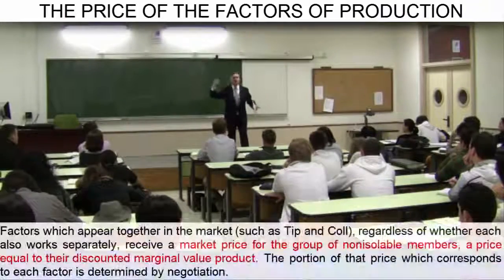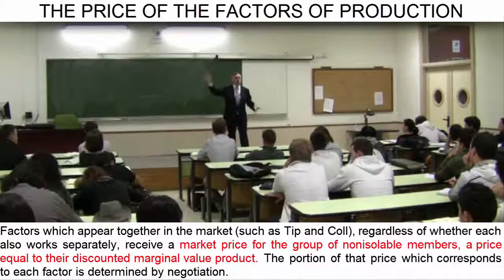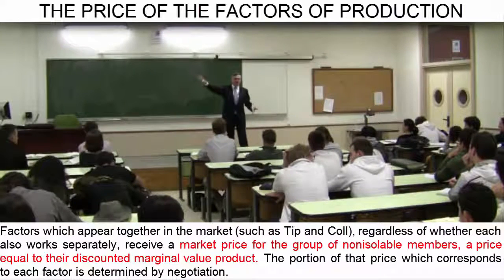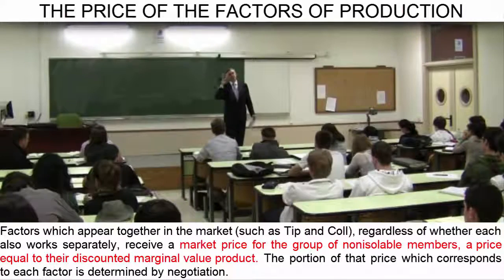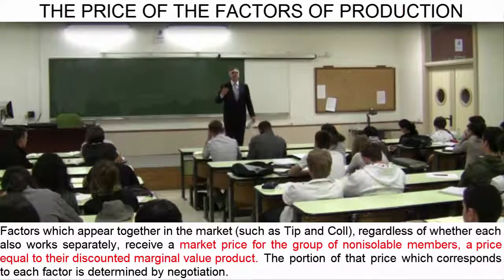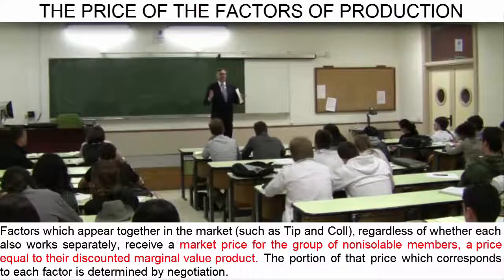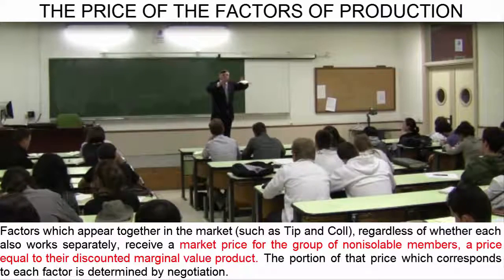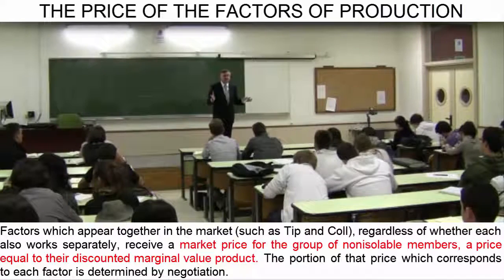What if the factors are non-isolable, like tip and coll, or cruz and raya? Well, the same law applies, but to both members jointly, as a single factor. Tip and coll, cruz and raya, or martes and trece. They jointly receive their discounted marginal value product. Someone might ask, well, how much goes to cruz and how much goes to raya? Listen, economic theory has nothing to say about that.